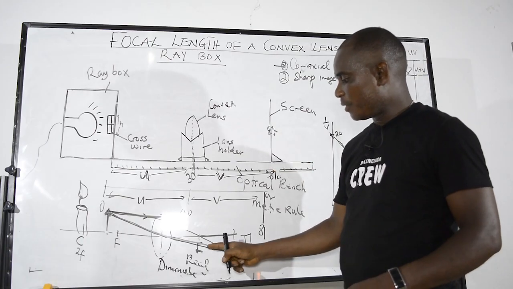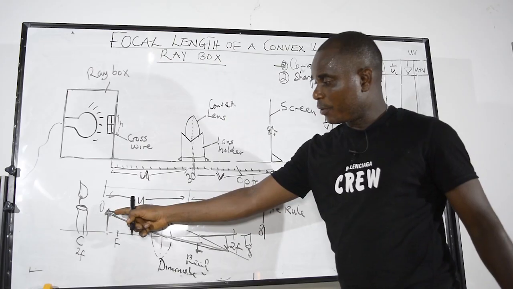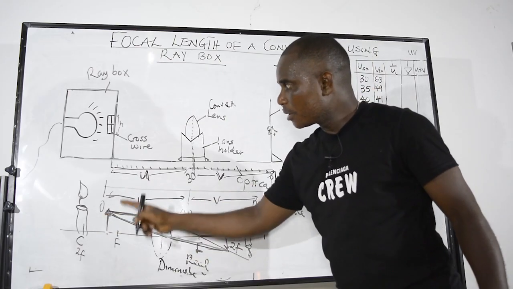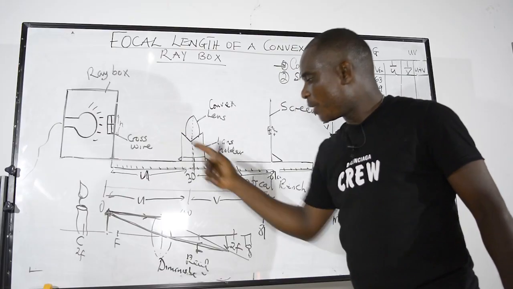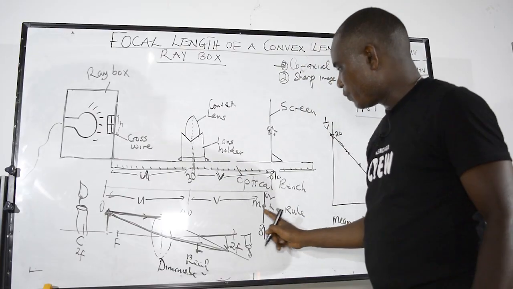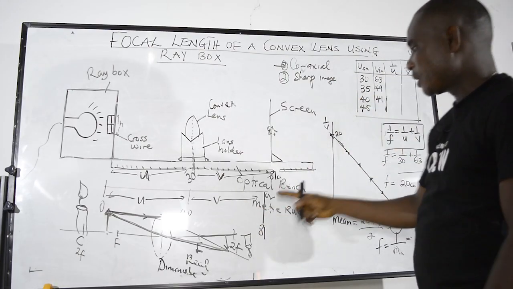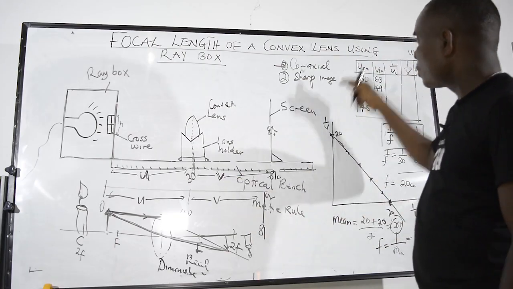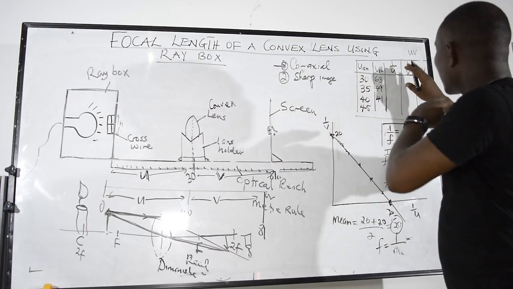That's verifying that this image is upside down, and it's going to be smaller as you move away from the lens. This was the object, and it was moving away from the lens. As it moved away, the object distance was increasing. You found out that the image distance was dropping, and at the same time the size of the image was also dropping. So you realize many things here, and the rest can now be manipulated.